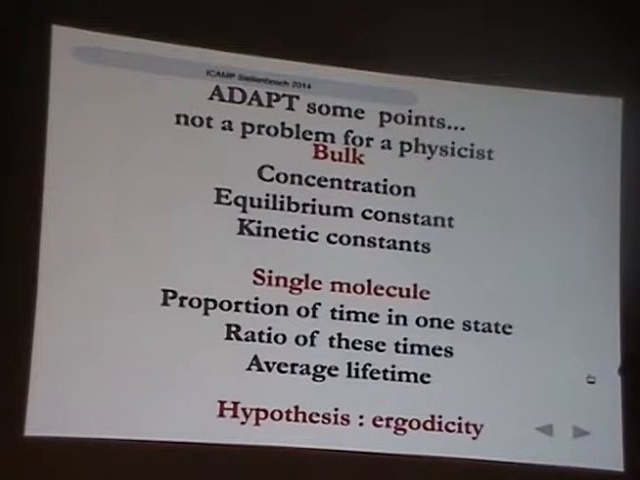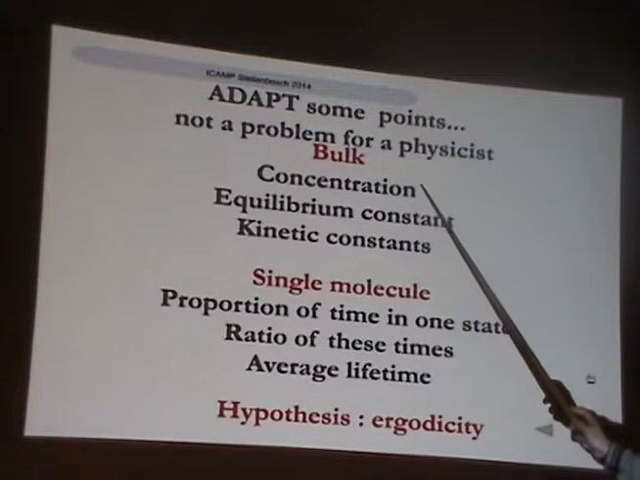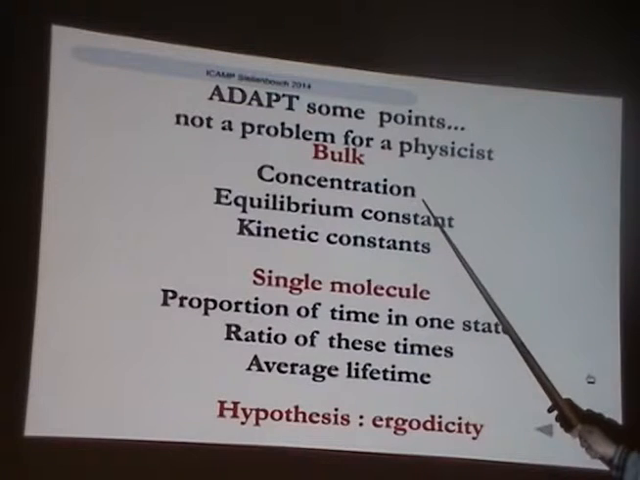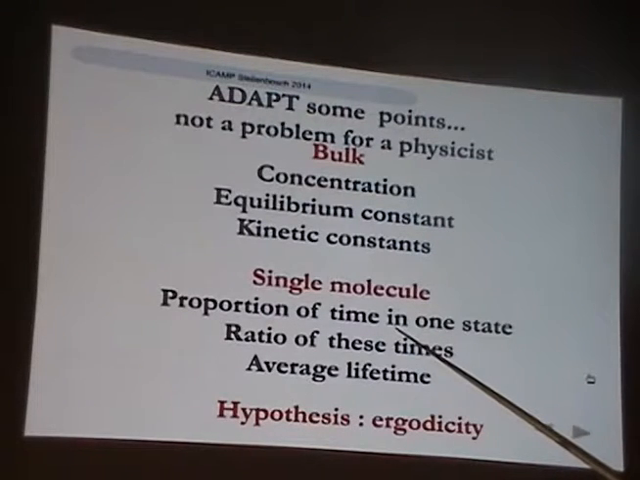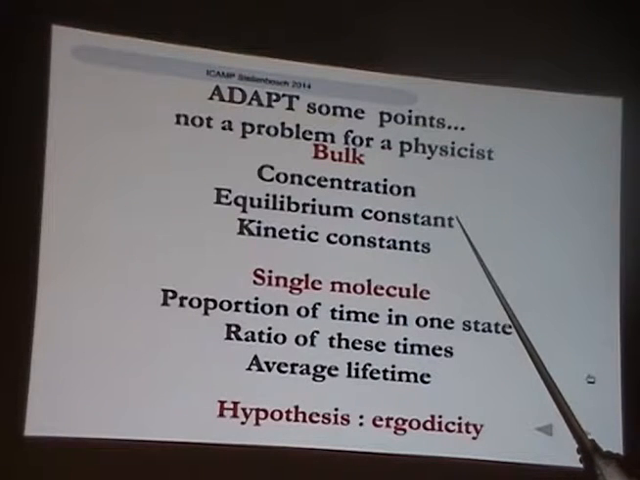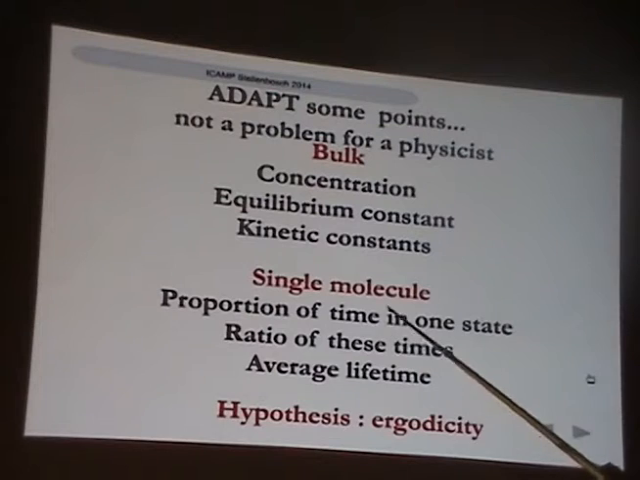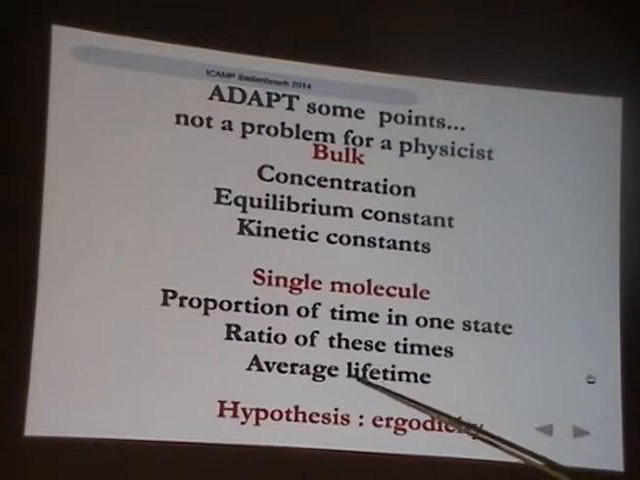So, compared to what you have learned in chemistry classes, and considering the ergodicity hypothesis, you change the concentration that you have learned. Now you monitor the proportion of time in one state. Instead of measuring an equilibrium constant, you take the proportion of time that you had, and the kinetic constants are given by the average lifetimes.